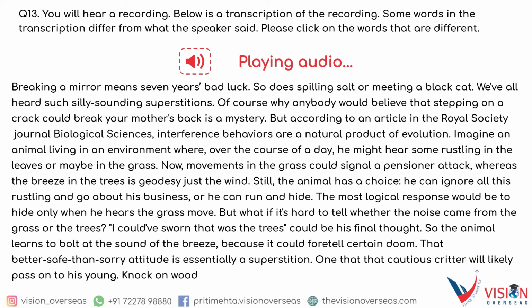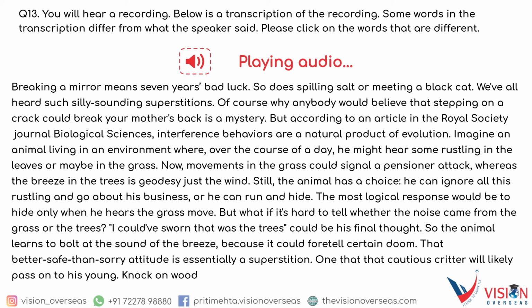Imagine an animal living in an environment where, over the course of a day, he might hear some rustling in the leaves or maybe in the grass. Now, movements in the grass could signal a predator attack, whereas the breeze in the trees is probably just the wind. Still, the animal has a choice. He can ignore all this rustling and go about his business, or he can run and hide. The most logical response would be to hide only when he hears the grass move. But what if it's hard to tell whether the noise came from the grass or the trees?